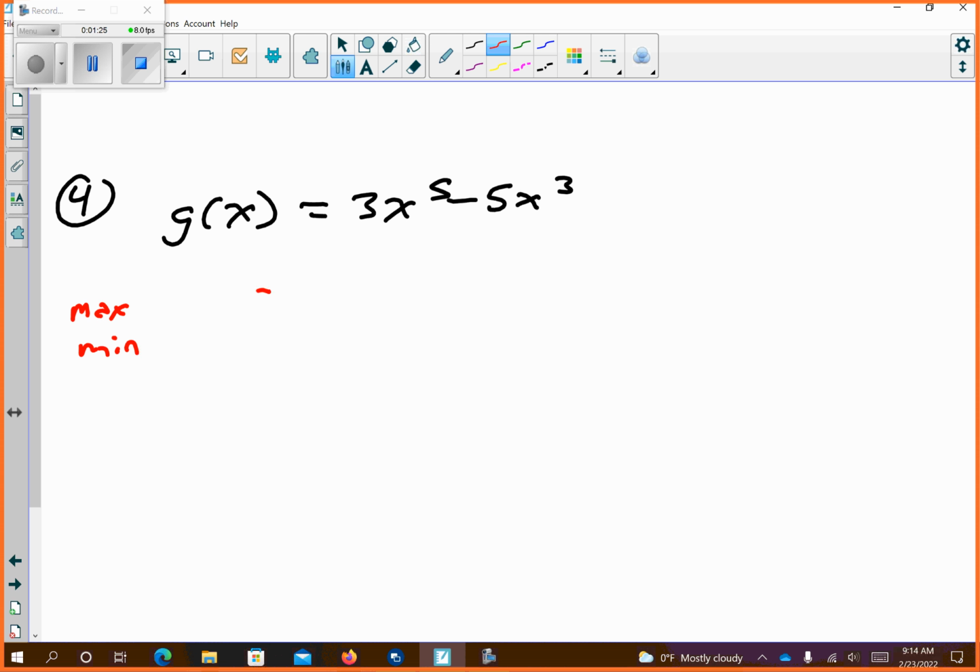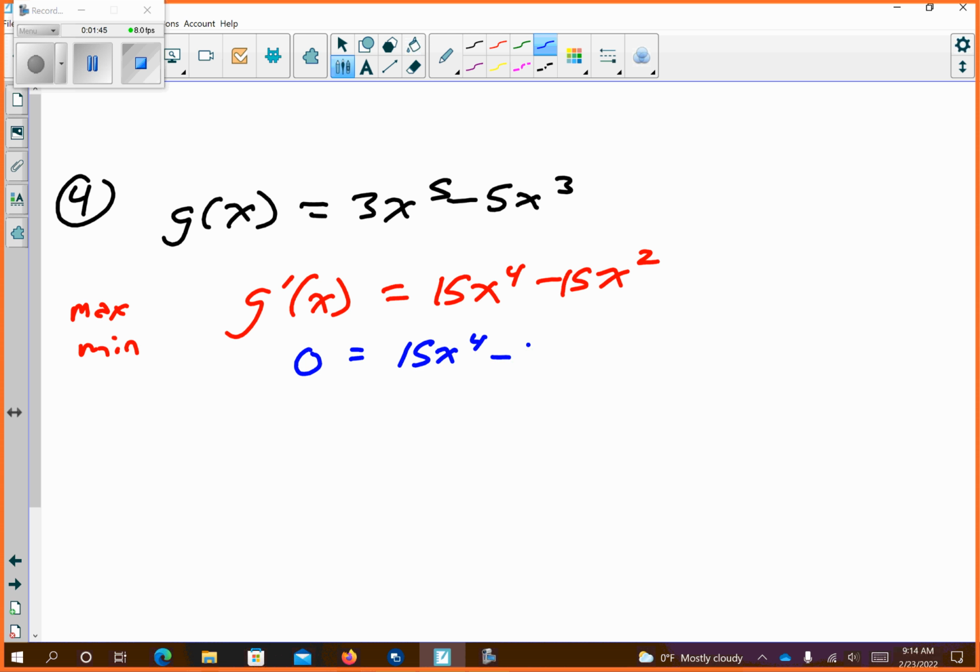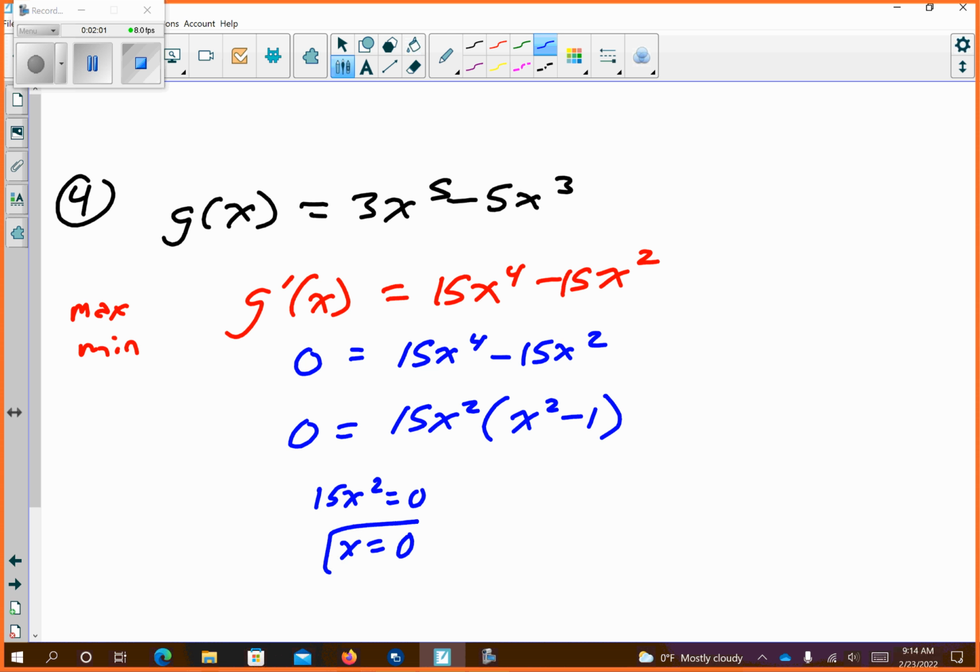So the first thing I can do is take the derivative, g prime of x, and that's going to give me 15x to the fourth minus 15x squared. If I set it equal to 0, remember this is referring to the slope. Then we have to do a little bit of algebra. I get 15x squared factored out of both, which leaves me x squared minus 1. So 15x squared is equal to 0, so x is equal to 0. And then this is the difference of two squares, so I should get x equals positive 1 and also x equals negative 1.